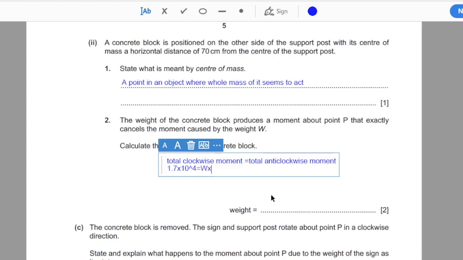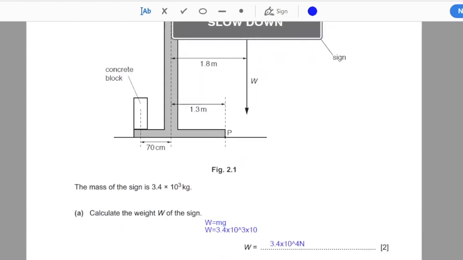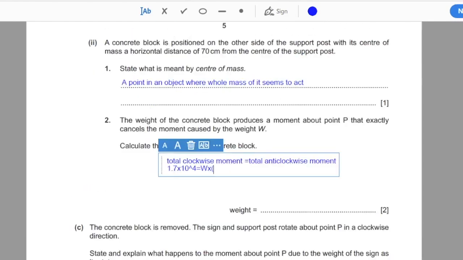so its weight is unknown to us, and that's what we have to calculate. W multiplied by the perpendicular distance between the concrete block and the point P. So this is 1.3 meters plus 0.7 meters, and it gives us 8.5 into 10 to the power 3 newtons.